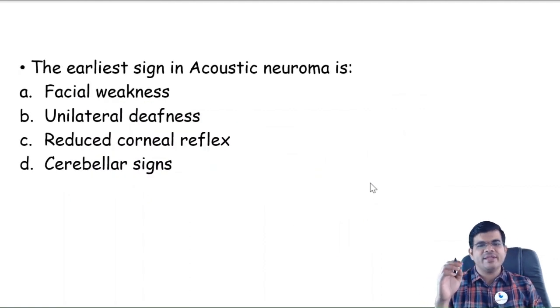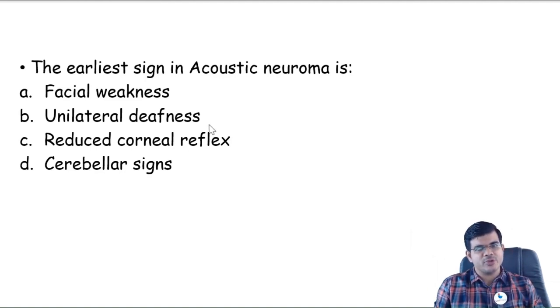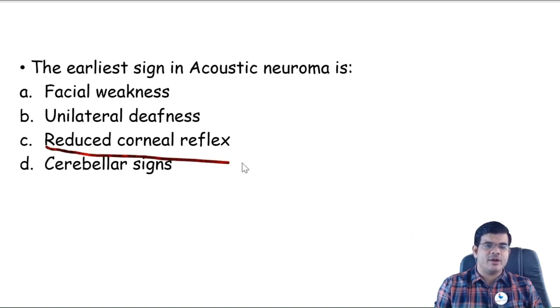Coming to the next question, what is the earliest sign in acoustic neuroma? I told you it is the Hitzelberger sign which is the earliest sign in acoustic neuroma, but there is no such option. Unilateral deafness is the earliest symptom in acoustic neuroma, but not a sign. When you are asked the earliest sign, it is again reduced corneal reflex.